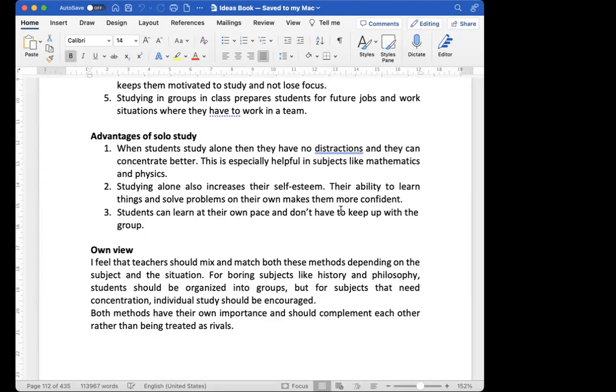My own view is that teachers should mix and match both approaches, depending on the subject and the situation. For boring subjects like history and philosophy, students should be organized into groups. But for subjects that need concentration, individual study should be encouraged. Both methods have their own importance and should complement each other. Now note the spellings of the word complement. Complement. Okay, both methods complete each other rather than being treated as rivals.